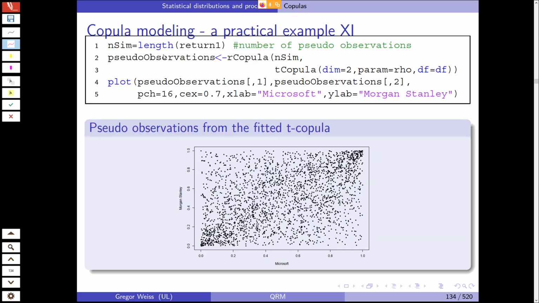We do the following. First of all, nsim is the length of return. We simulate the number of pseudo observations equal to the length of this vector. We simulate via rCopula, random copula, nsim observations from the T copula with 2 dimensions and the parameters equal to rho and df. And then we plot those pseudo observations from the copula. Again, this is the copula, not the joint distribution. So it looks like this.